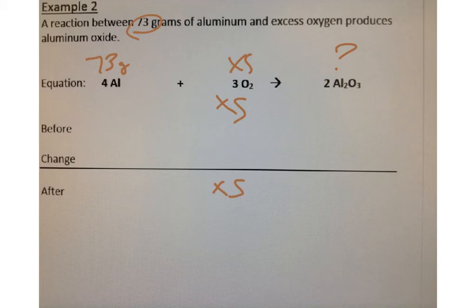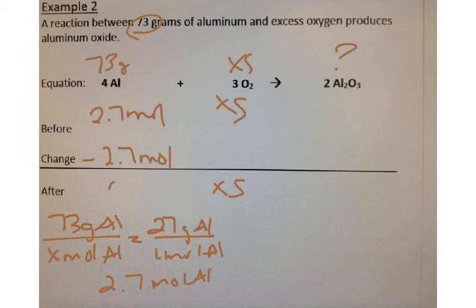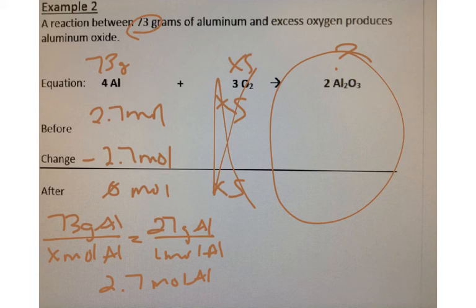In order to use my BCA chart though, I need to be in moles, so I'm going to convert my 73 grams of aluminum into moles, which means I need x moles of aluminum over 73 grams. That is equal to 1 mole of aluminum over 27 grams of aluminum. Cross multiply and you get 2.7 moles of aluminum. So I know that I started with 2.7 moles of aluminum. I am going to assume that it goes to completion, so I'm going to lose 2.7 moles, which means I'm going to end up with 0 moles of aluminum. Now, because I'm only caring about this, I don't need to worry about my oxygen.